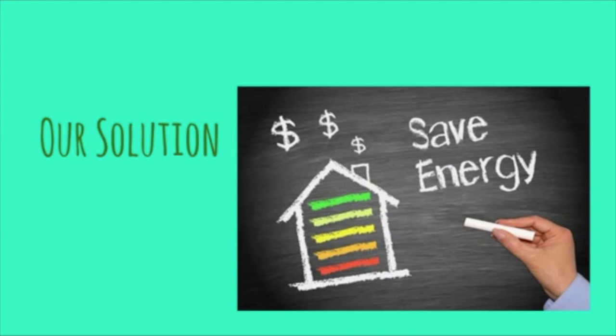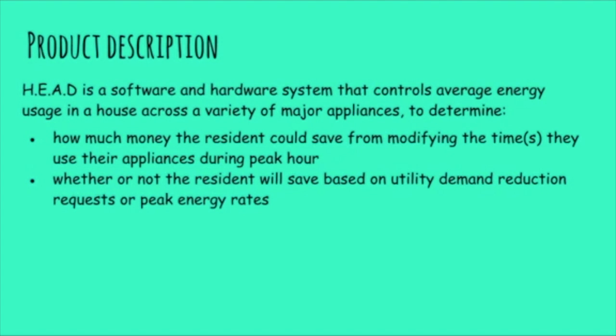We crafted a solution using discrete event simulation in SimPy Python. Our product first gathers usage data to build a probability table for the appliances and their usage in a resident's home. Then we simulate for many days and determine, first, how much money the resident could save from modifying the time that they use their appliances. Second, whether or not they will save money from using the utility demand reductions.